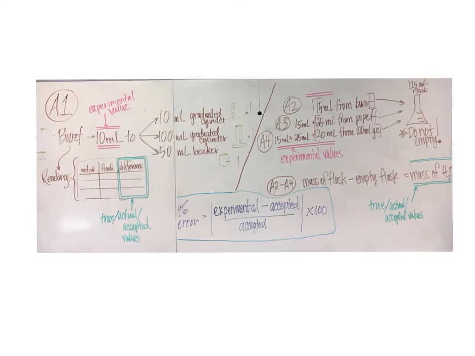Okay, this is a picture of what is on the whiteboard, and it is a summary of everything you are going to need to do your lab write-up, and that means the calculations. So as you can see up here, this is A1, this is A2, A3, and A4. You are going to be calculating the percent error for each of these parts of the lab.